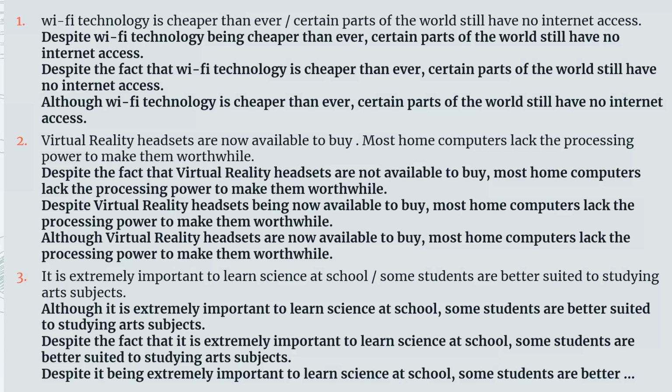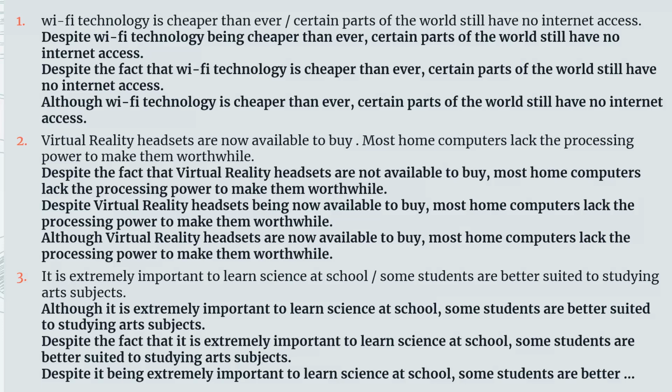2, virtual reality headsets are now available to buy. Most home computers lack the processing power to make them worthwhile. I could also use despite and although. Despite the fact that virtual reality headsets are now available to buy, or I could say despite virtual reality headsets being now available to buy. And I could use although, as we said: although virtual reality headsets are now available to buy, comma, most home computers lack the processing power to make them worthwhile.